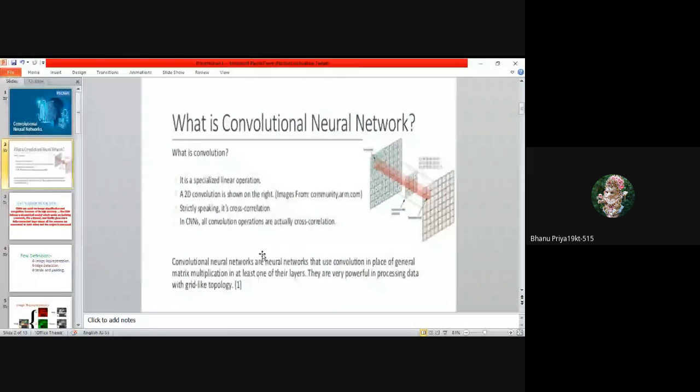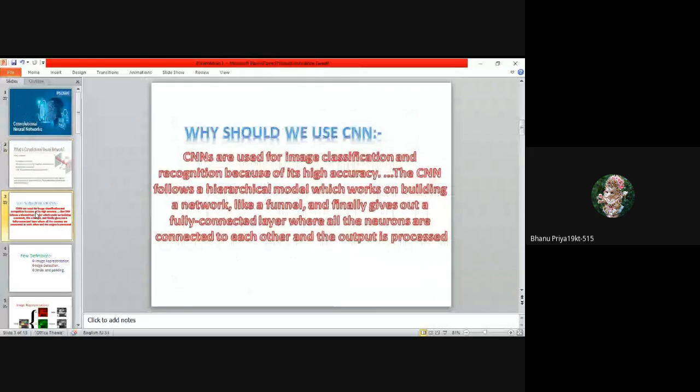It is a matrix. It is matrix multiplication from one layer to another layer. It is two-dimensional, not three-dimensional. RNN is useful for 3D conversion. And why should we need a CNN?